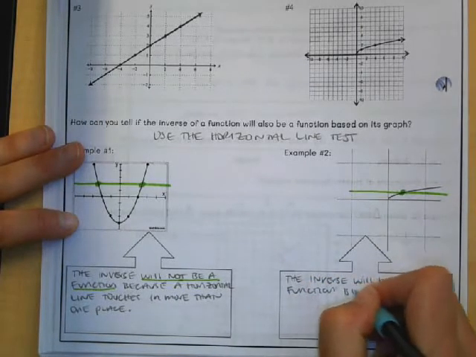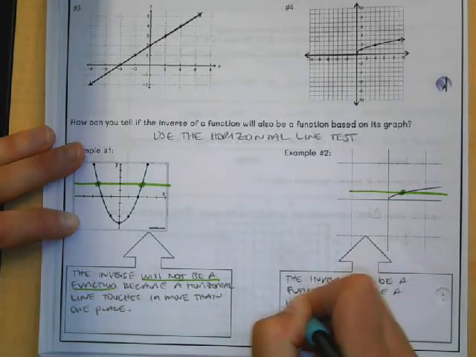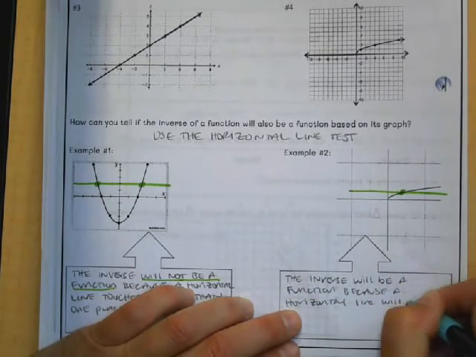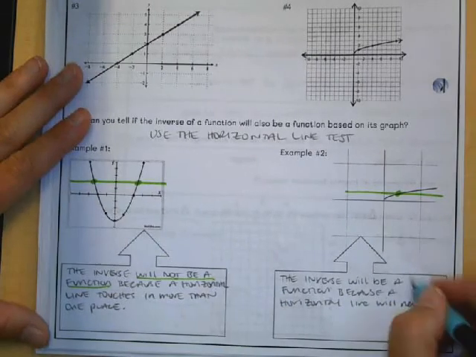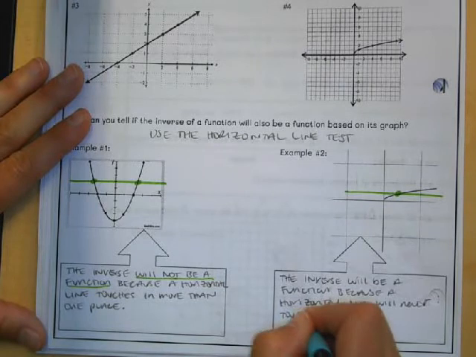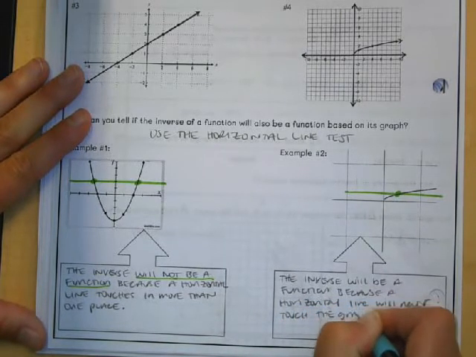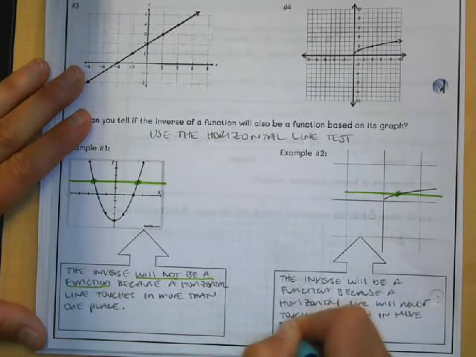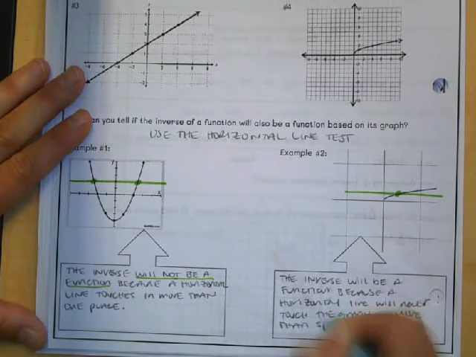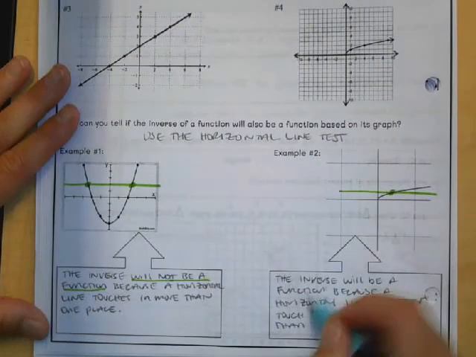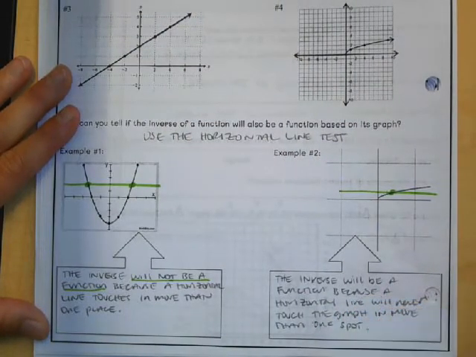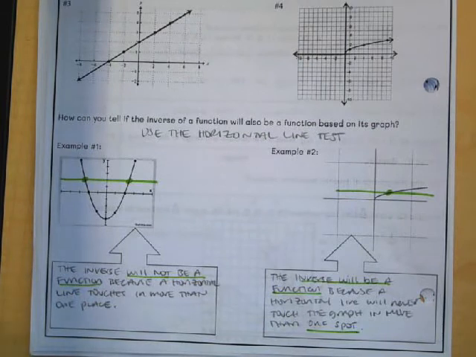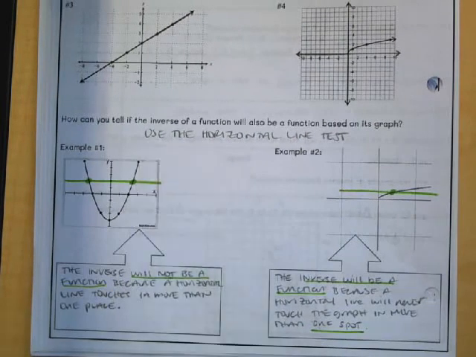Because a horizontal line will never touch the graph in more than one spot. So when we see that, we just want to make sure that it is touching the graph in one spot. Then the inverse will actually be a function. So you can see on our graph, one spot, function; two spots, no function.